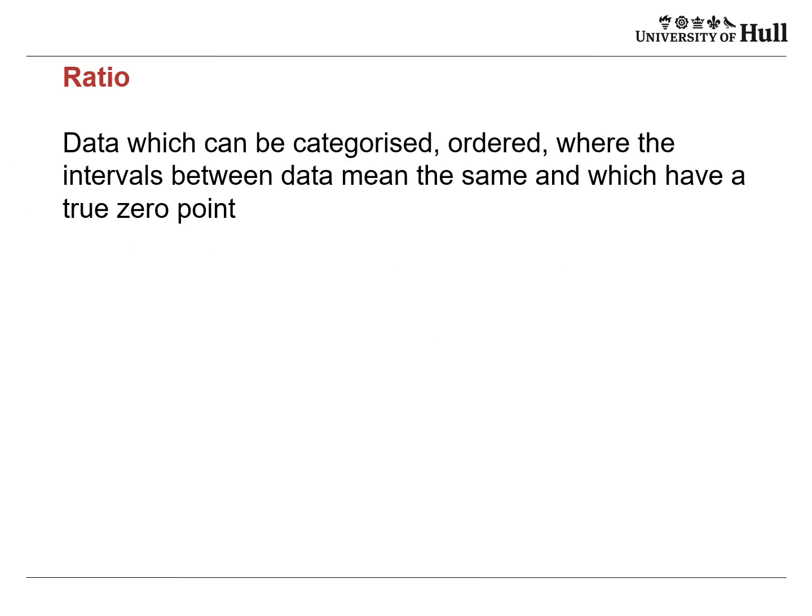According to this theory of measurement, ratio level measurement is the highest level of measurement. These are data which can be categorized, ordered, and where the intervals between the data mean the same, and which have a true 0 point. And these are the sort of everyday measures we use, for example, height, weight and time.